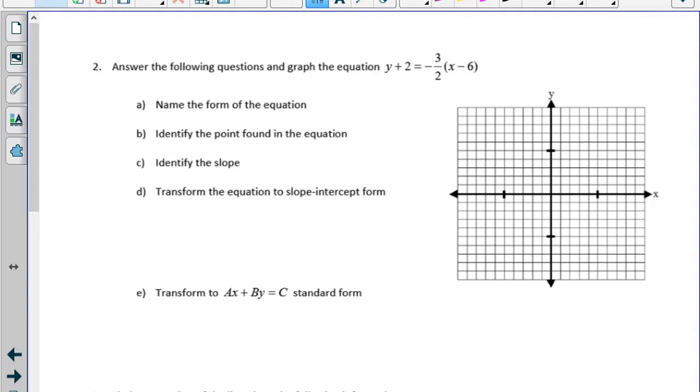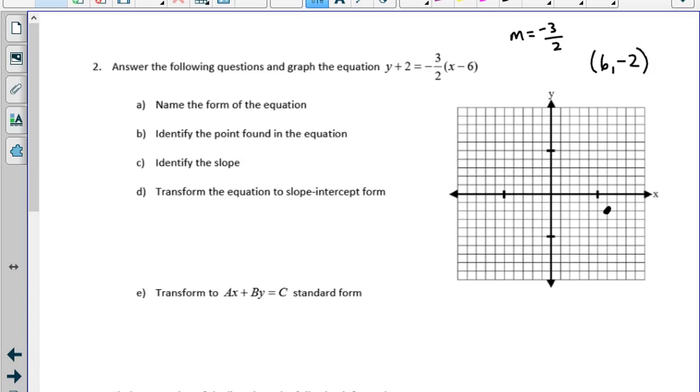Okay, answer the following questions and graph the equation. First thing we're going to do is graph the equation immediately because I want to practice a little bit more graphing from point slope form. So if I take a look at this, my slope is -3/2. We have not graphed anything with a negative slope yet, but it's not that complicated. It's an algebra 1 concept. The point on the graph is 6, -2. So I'm going to take 6, -2, plot that point, and then my slope is -3/2.